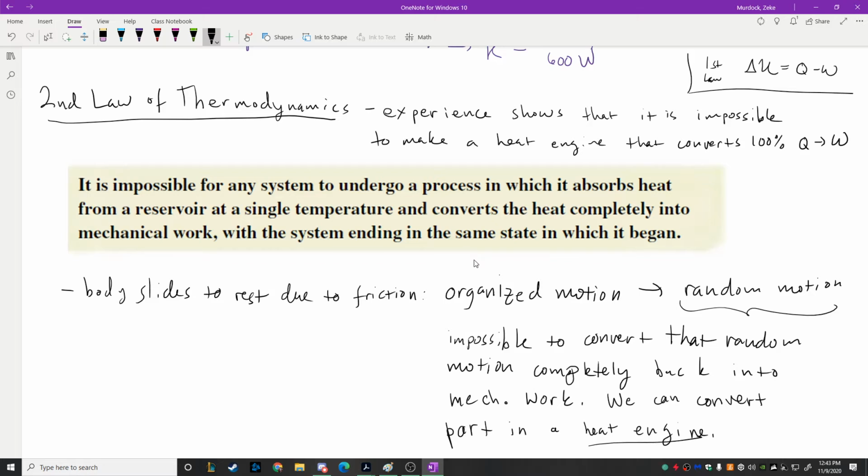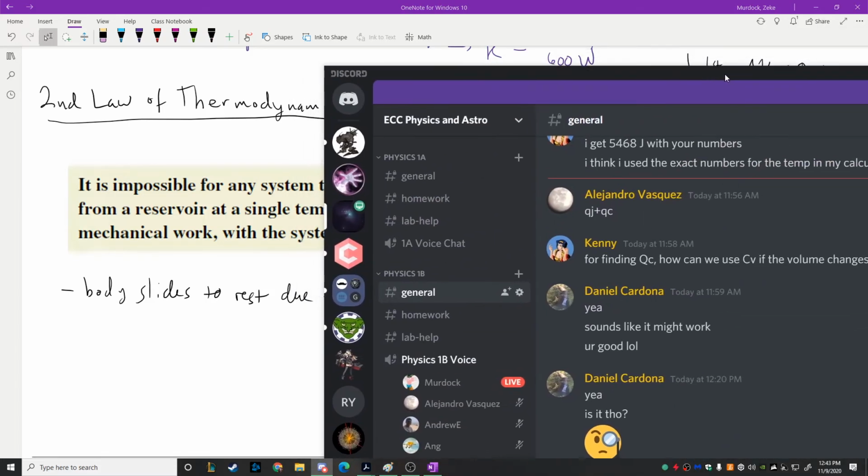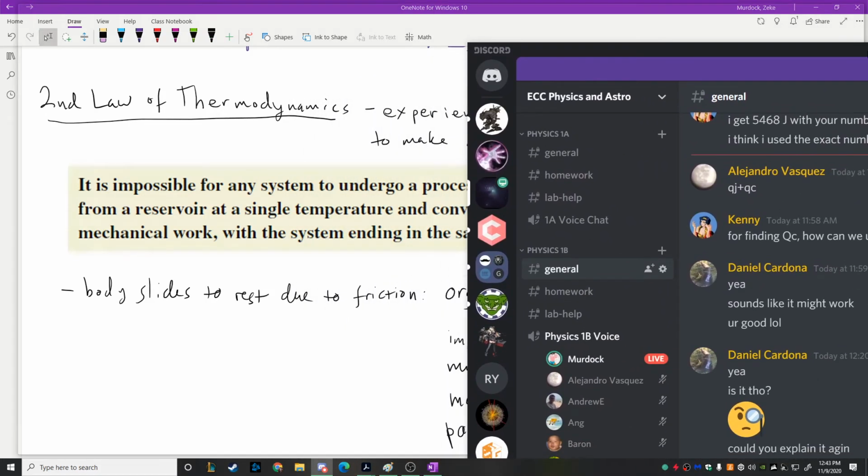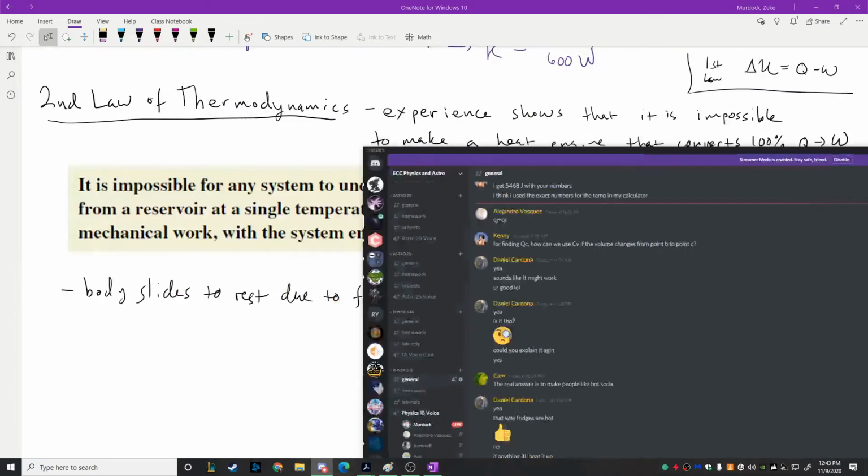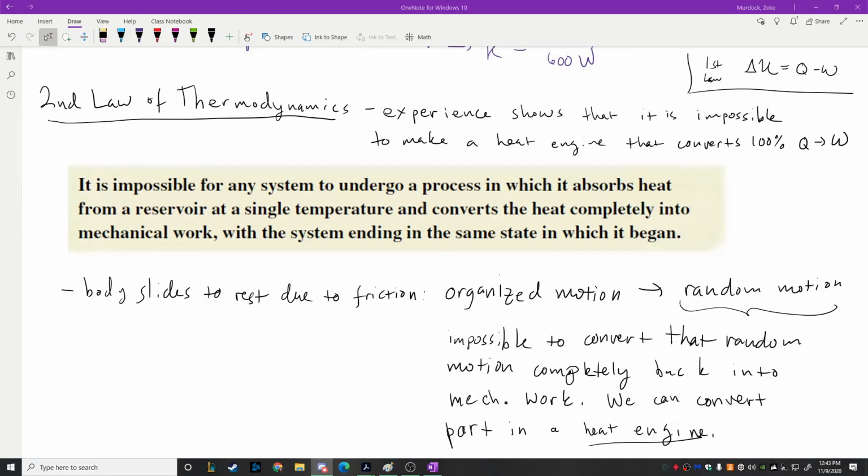So that's what the heat engine does, right? It does as well as it can to... Apologize, I'm trying to get this to snap. That's not what I wanted to do. We'll just maximize it over here.